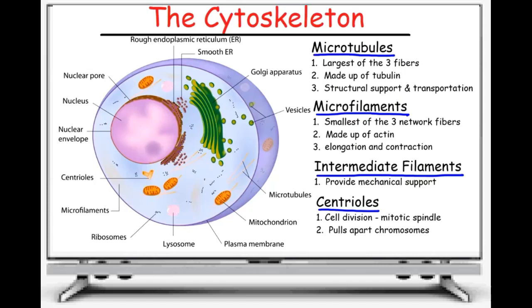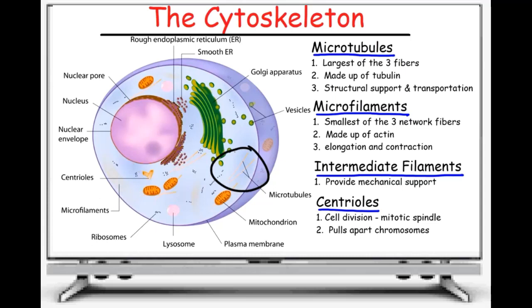Now the cytoskeleton consists of a network of 3 fibers. The first of which is the microtubules, the second is the microfilaments, and the third one, the intermediate filaments. Now how can we identify them in the cell? The microtubules are the largest of the 3 fibers. The microfilaments are the smallest of the 3 fibers. The intermediate filaments, in terms of size, are somewhere in between the microtubules and the microfilaments. Now this picture really doesn't show it, but just know that the intermediate filaments are in between, and they provide mechanical support to the cell.